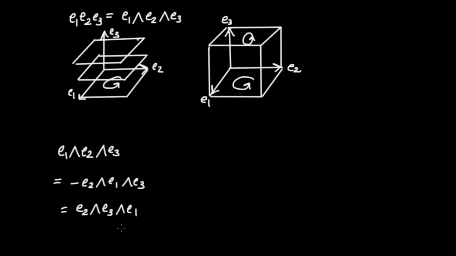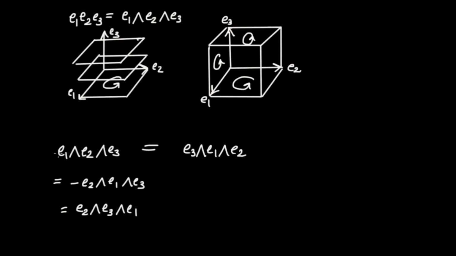And actually, if you play around with this a little bit more, you can also show that E3 wedge E1 wedge E2 is the same as this and the same as this, which corresponds to taking this bivector on this face of the cube, which is going to have that orientation, and extending it in the E2 direction.